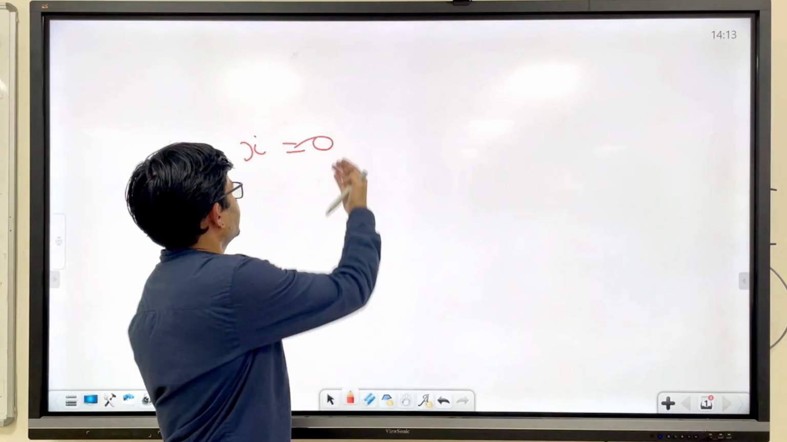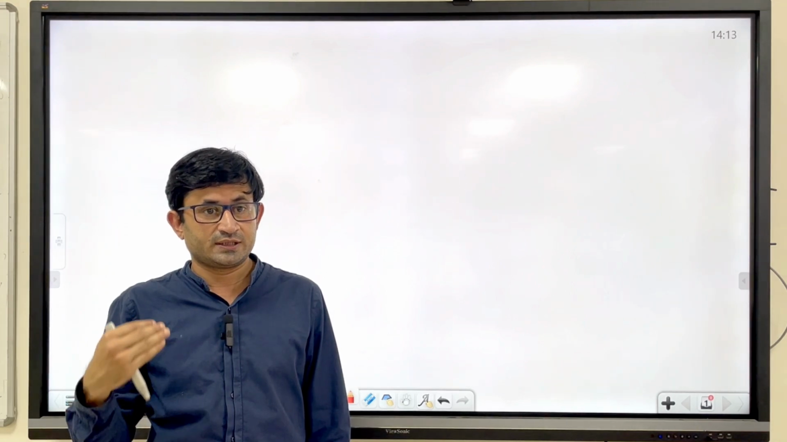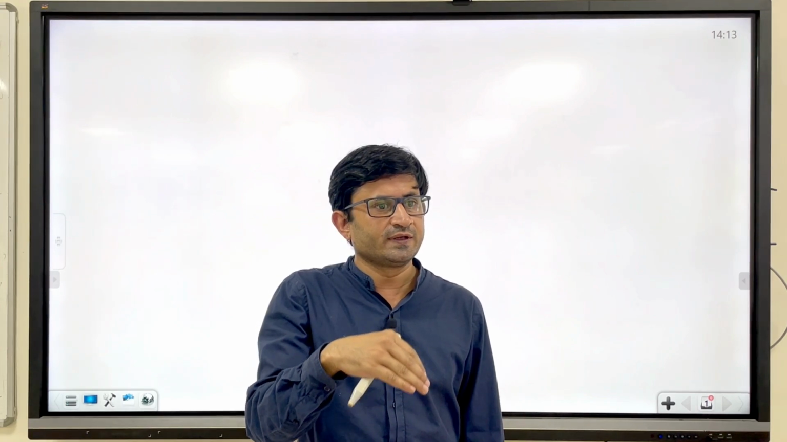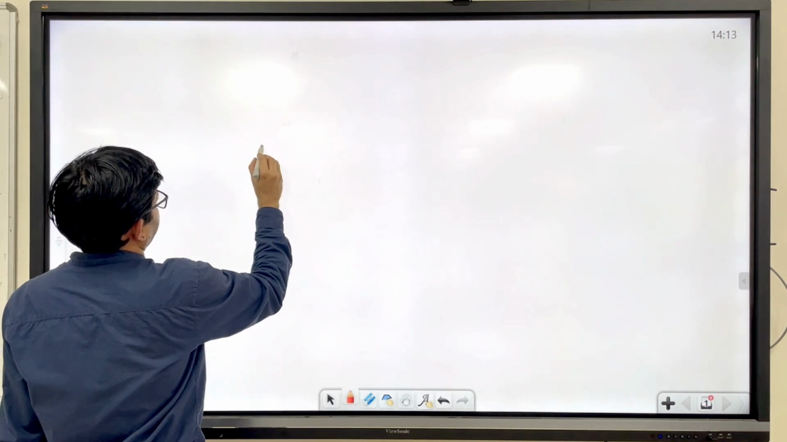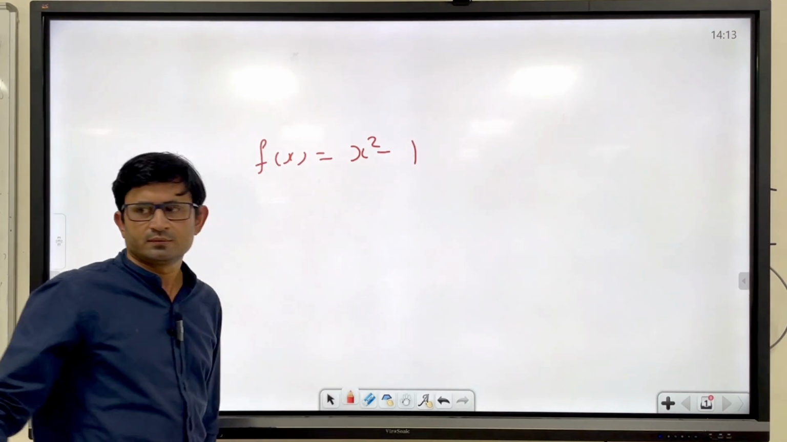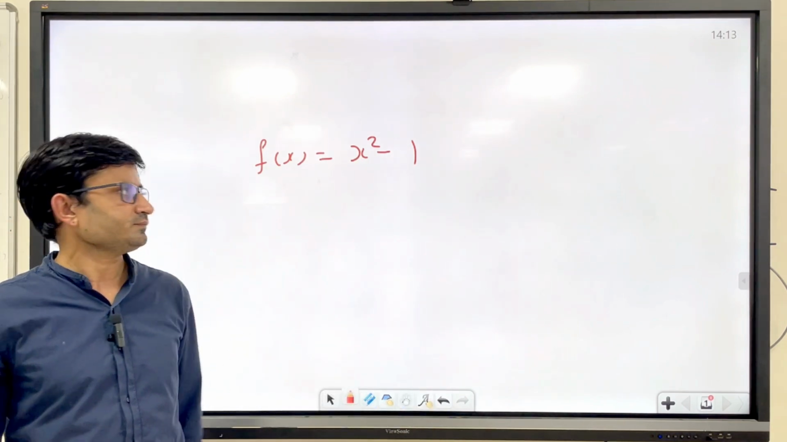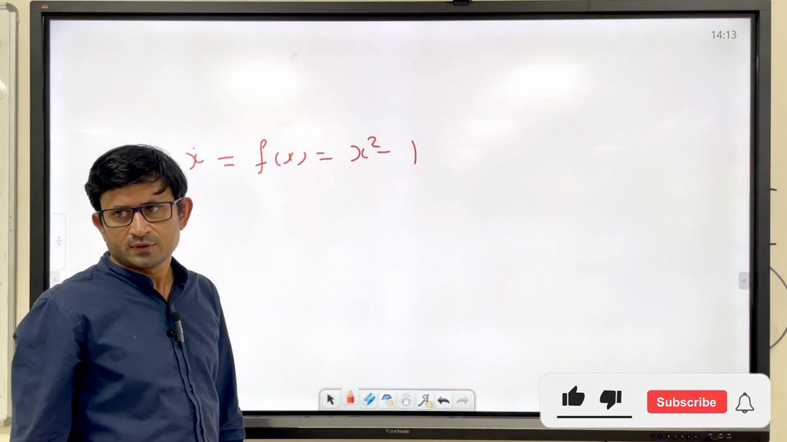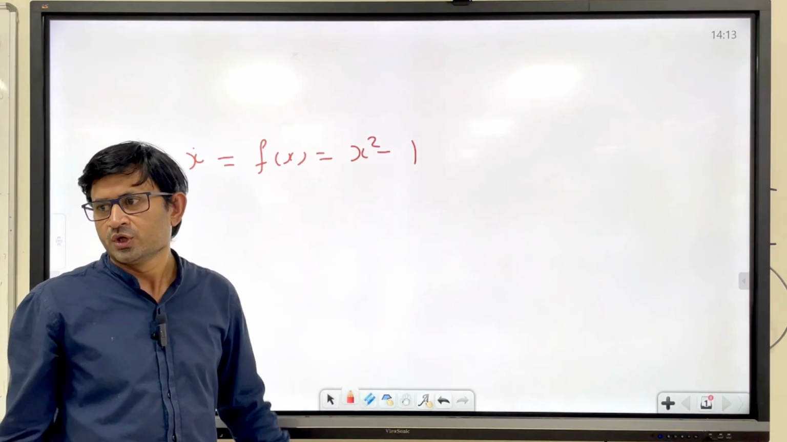We will take a simple example and try to understand the math behind the linearization and how it simplifies your analysis. Take any system, for example x squared minus 1. This is a non-linear one, right? X squared is there. You can say x dot equals x squared minus 1, or f equals x squared minus 1.